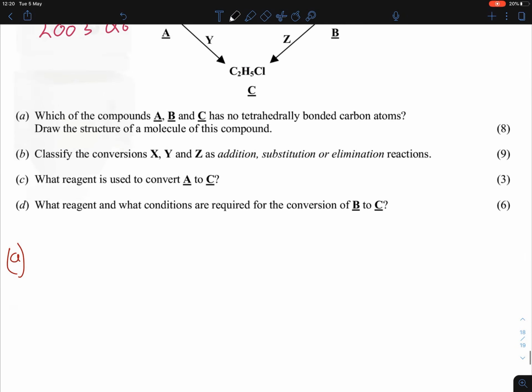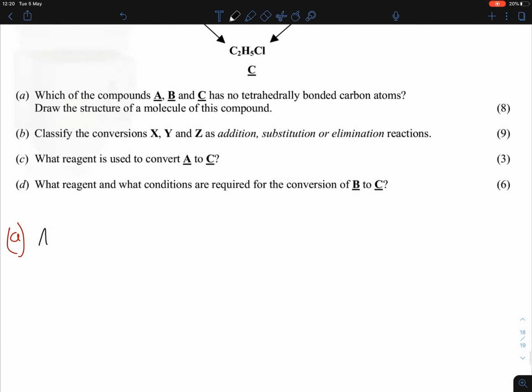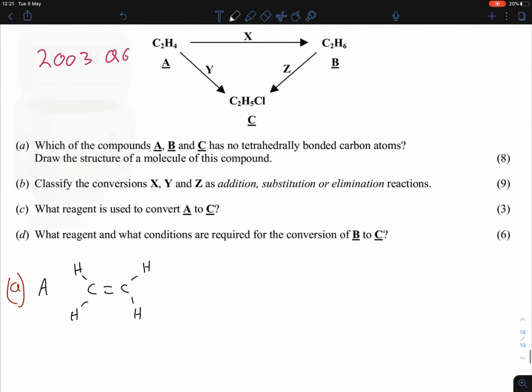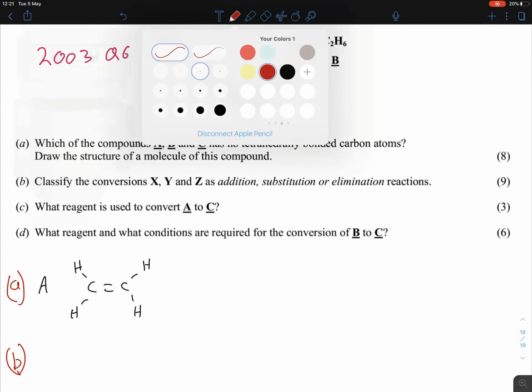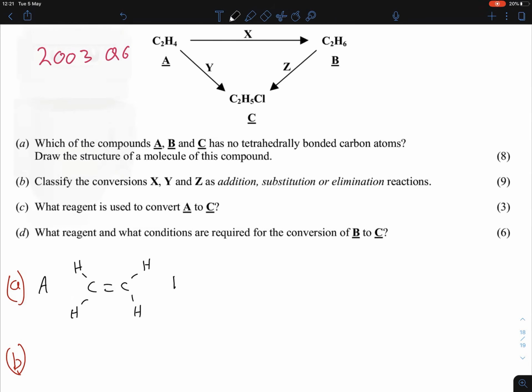Okay, so A stands there, and we'll double check it by drawing that out, and this is what you want to get. No tetrahedral bonded carbon atoms here for ethene. Okay, so we've drawn the structure and we've named it there, so let's go on to B. And I actually didn't name it, but I don't think you had to. I'll just do it anyhow.